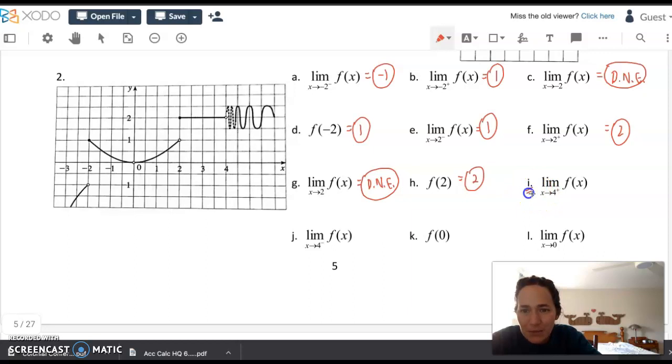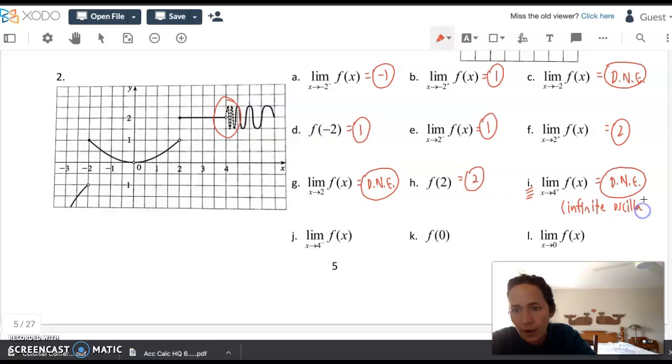This one might be the most controversial. It's hard to draw an infinite oscillation here. It's actually impossible to draw an infinite oscillation. So if these dotted lines, that's what I took it to mean. Bottom line, I said does not exist for the limit as x approaches 4 from the right, because I thought that whoever drew this graph was meaning to indicate that there's an infinite amount of oscillation there.